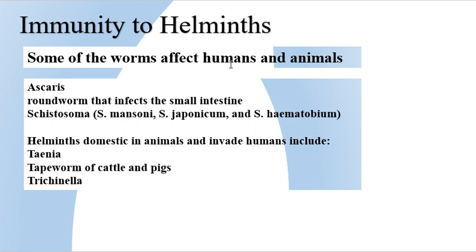For example, Ascaris roundworm that infects the small intestine, Schistosoma species. For example, Schistosoma mansoni, Schistosoma japonicum, and Schistosoma haematobium. So helminths, domestic in animals and invade humans, include Taenia, tapeworm of cattle and pigs, Trichinella.